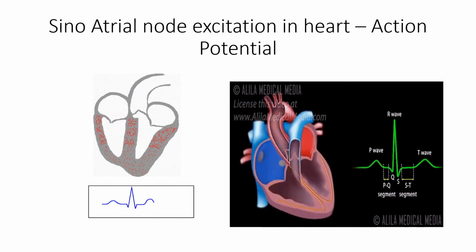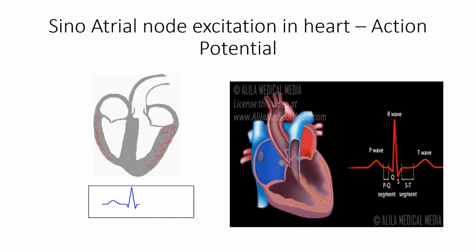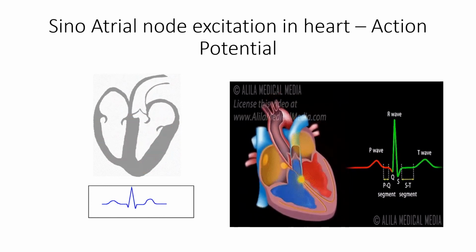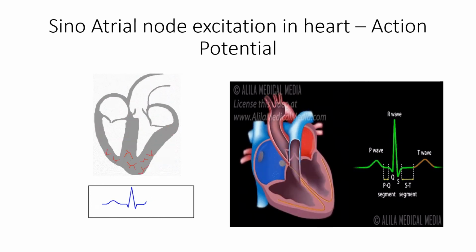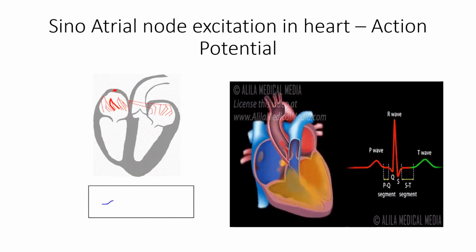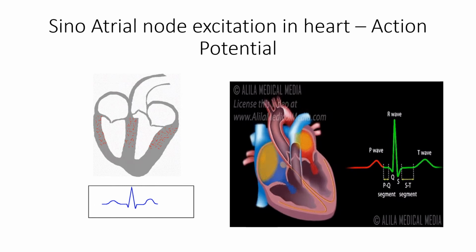For example, abnormal heartbeats or arrhythmias can be readily diagnosed from an ECG. The ECG waveform is represented here. That is the PQRST waveform.